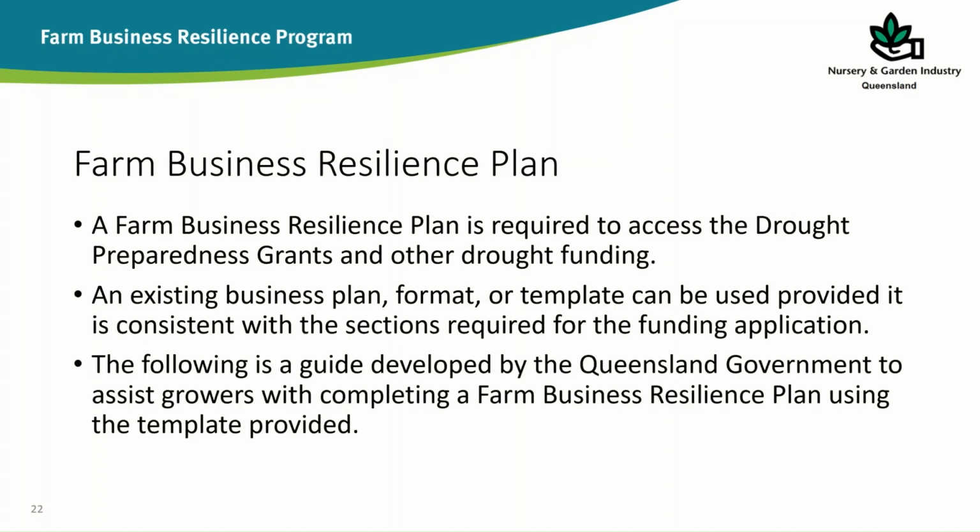To access the drought preparedness grants and other drought funding, a farm business resilience plan must be developed and provided with the funding application. Alternatively, an existing business plan, format or template is acceptable, provided it is consistent with the sections required for the funding application. The following guide has been developed by the Queensland Government to take you through the process of completing the Farm Business Resilience Plan for your business.